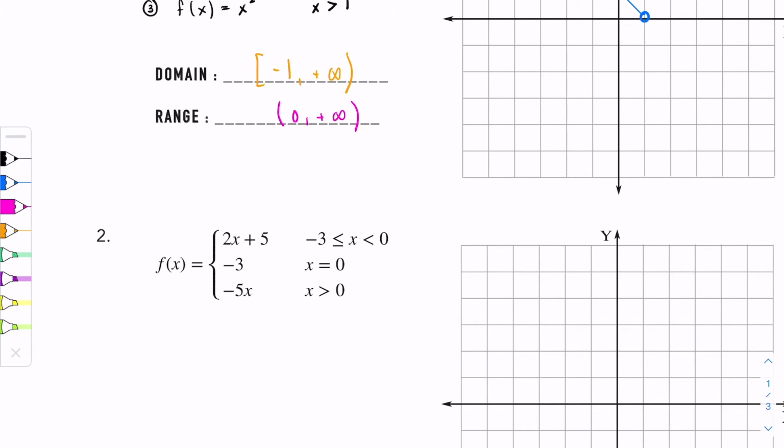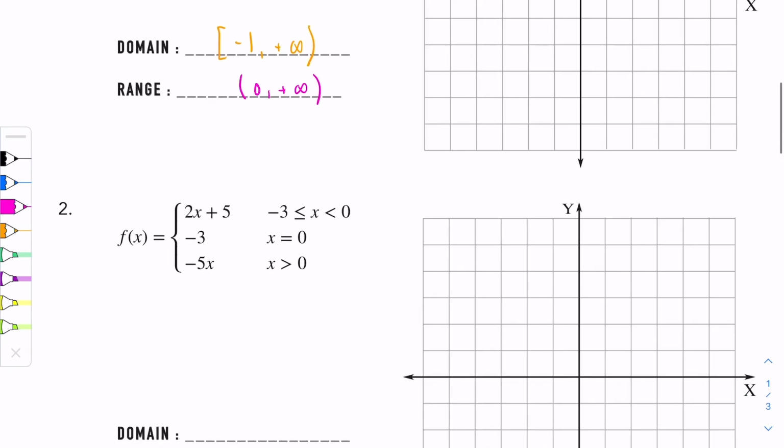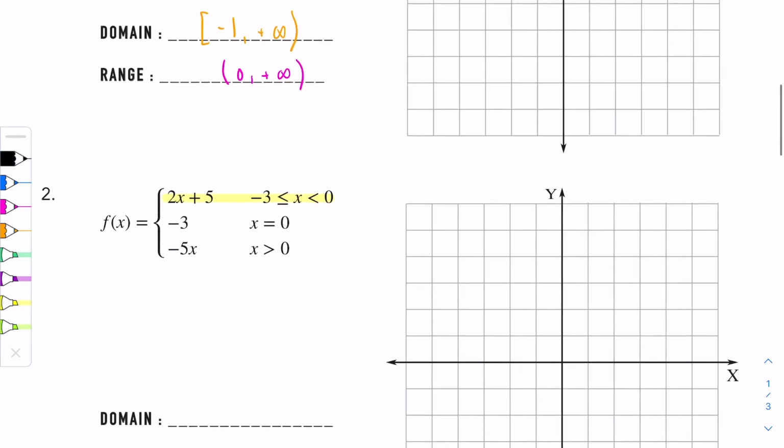Let's take a look at the next graph. So we have 3 functions. We're going to graph the pieces to each one of these functions, starting with my first graph of 2x + 5 restricted to the interval of -3 and 0. 2x + 5 is in slope-intercept form. I'm going to go up to 5 and plot a point.